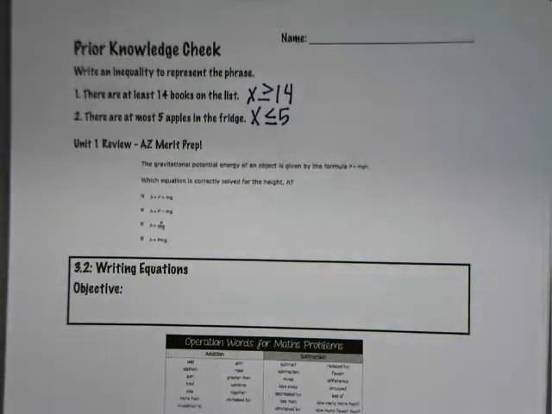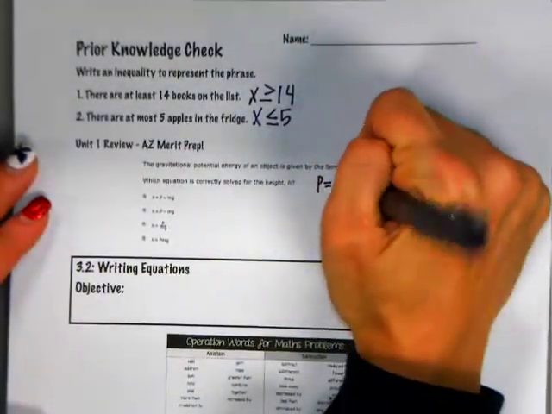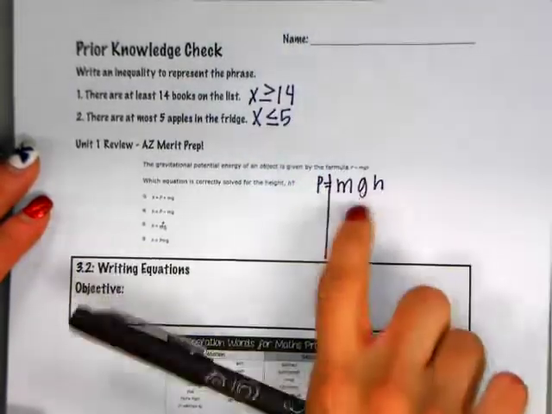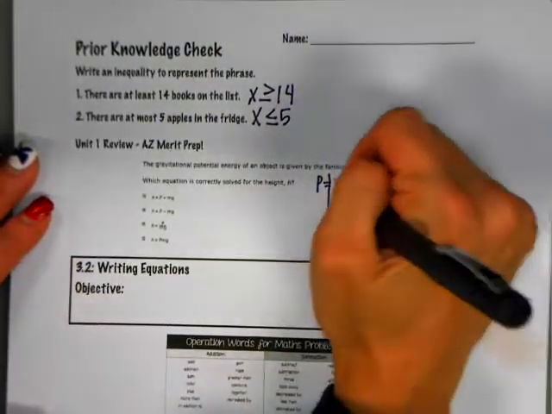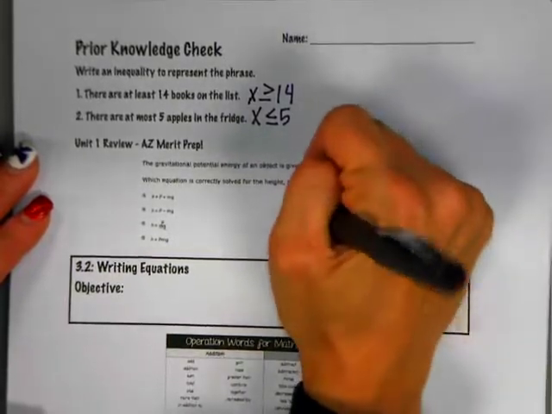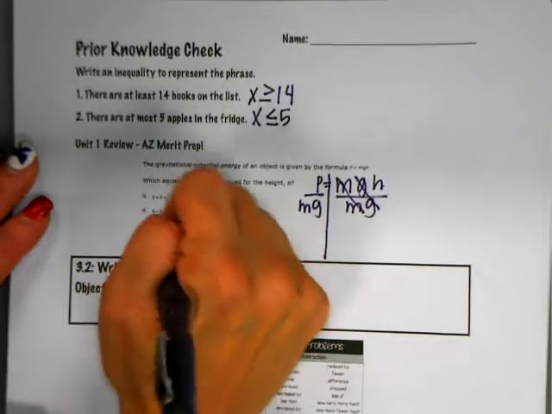All right, the gravitational potential energy of an object is given by the formula P equals mgh. Which equation is correctly solved for the height h? So if I have P equals mgh, what operation is happening between all of these? Multiplication. So if I want to get h by itself, what would I do? Yep, divide by mg. So which one would be the correct answer? C. C, yeah.